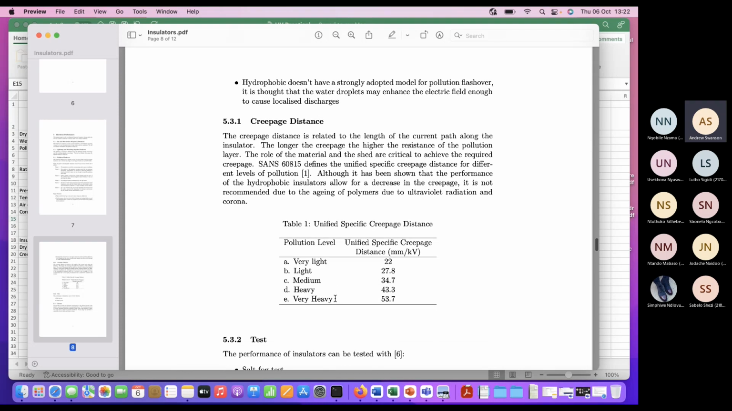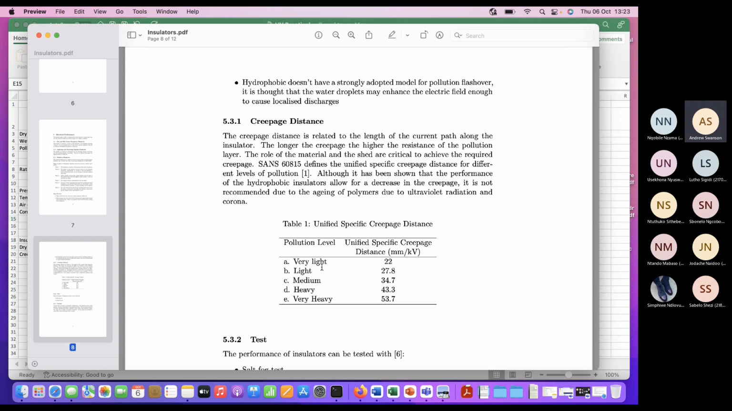Right, that brings us to the creepage distance. The creepage distance is the length of the current path along the insulator. Right, and the unified specific creepage is the length of the creepage or leakage distance divided by the phase to earth voltage.